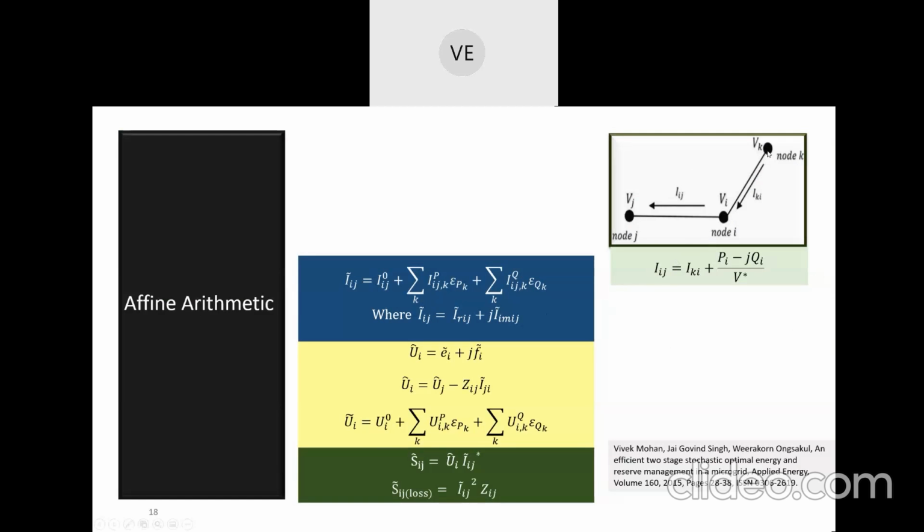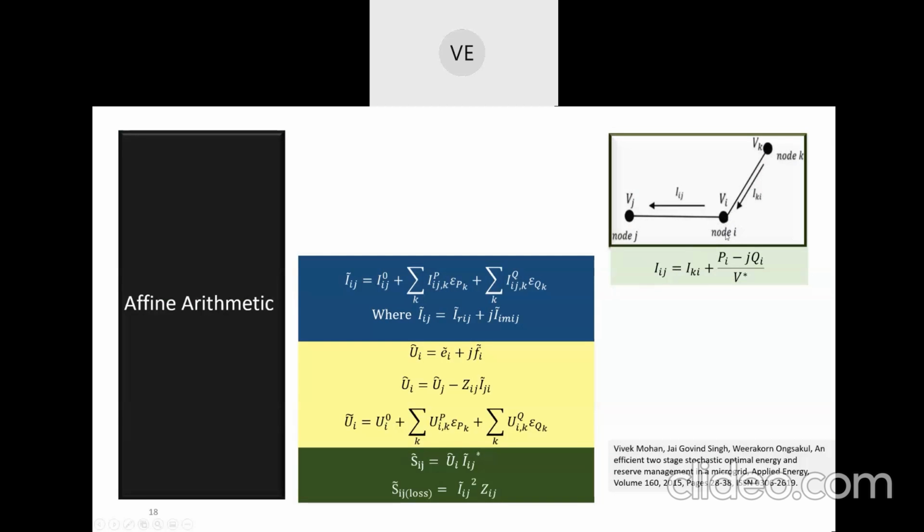Now you see here 3 nodes are given: VK, VI, VJ are the voltages of the kth node, ith node, and jth node, and the currents are IKI and IIJ. From current, the current from I to J and current from K to I. Now what is IIJ? IIJ equals IKI plus the injection from node I. So the current injection from node I plus IKI will give you the IIJ.